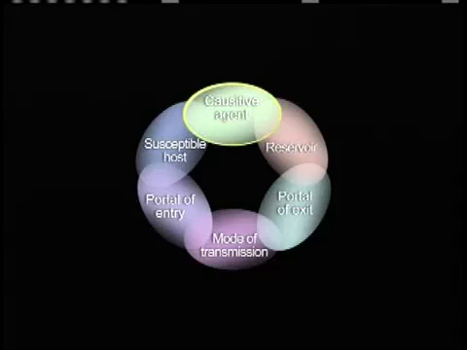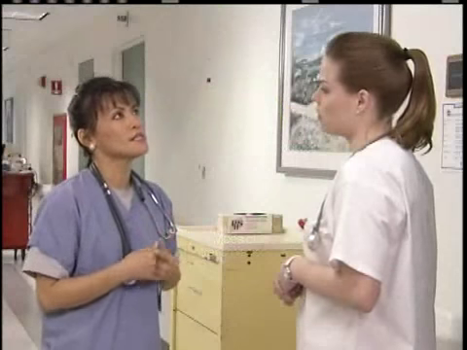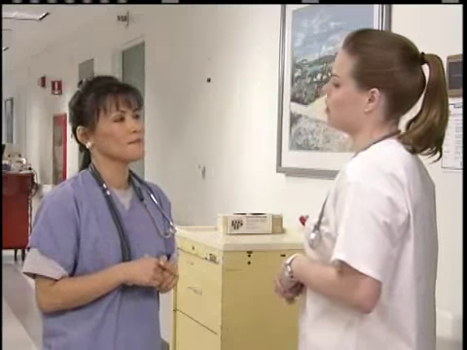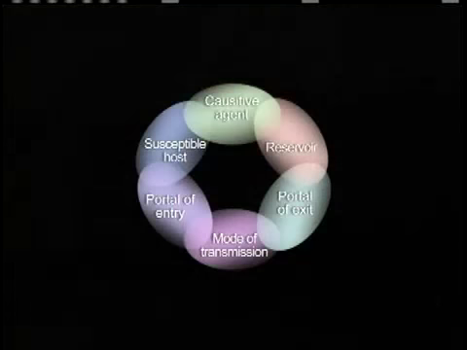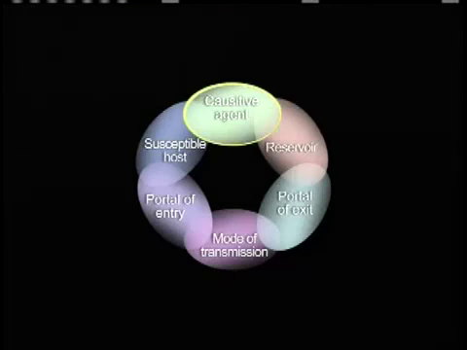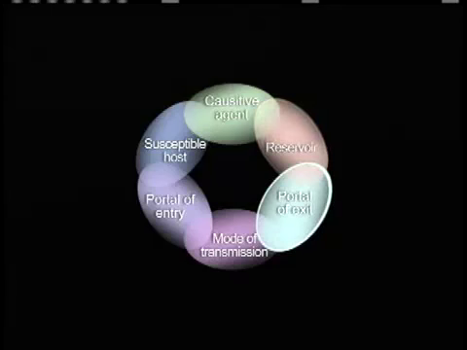The agent is the pathogen, germ, bug, what have you. So let's say our agent is E. coli. Nasty little bug. Exactly. So our agent is E. coli. The reservoir is our own GI tract, the portal of exit.